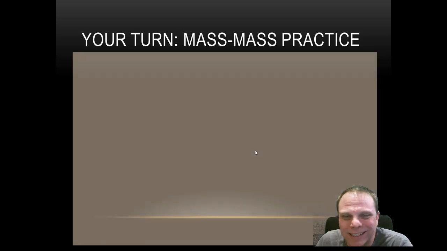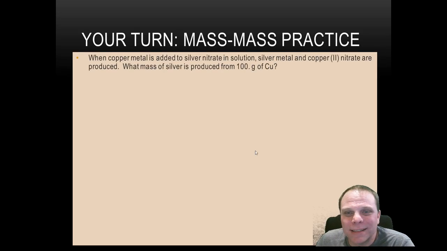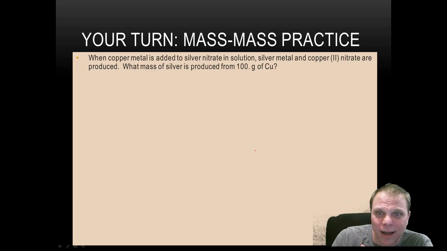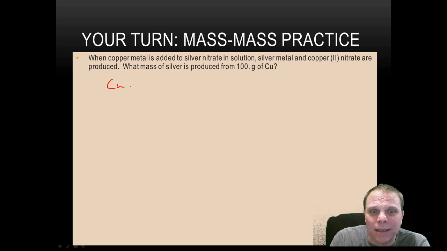Mass to mass practice. When copper metal is added to silver nitrate in solution, silver metal and copper(II) nitrate are produced. What mass of silver is produced from 100 grams of copper? Should you be able to figure out that equation on your own? I think so, right? Copper metal, that's a solid, is added to silver nitrate, and this is a solution, so it's aqueous.